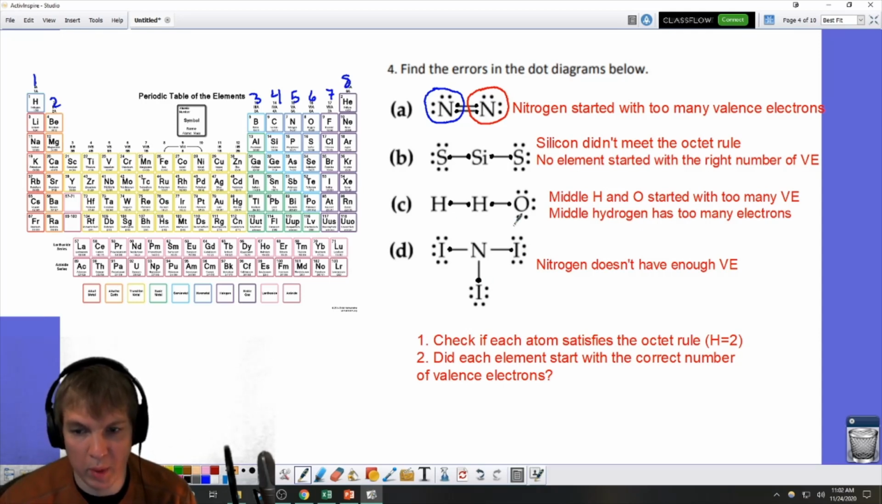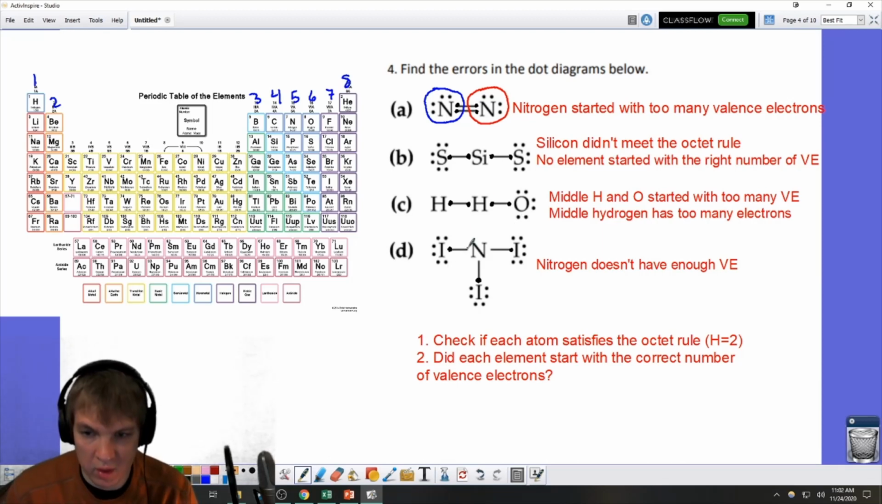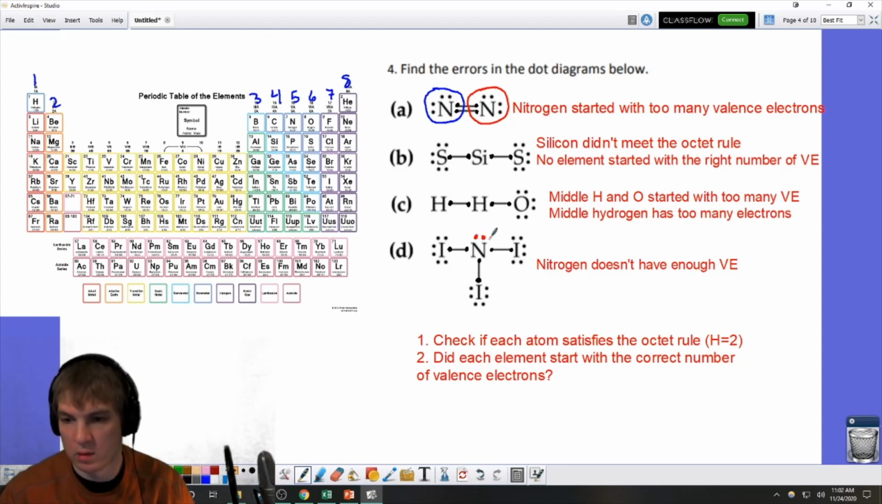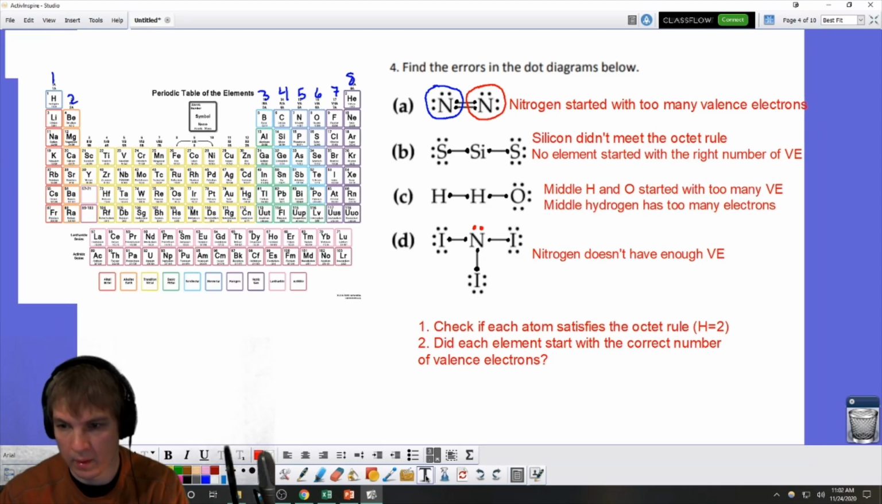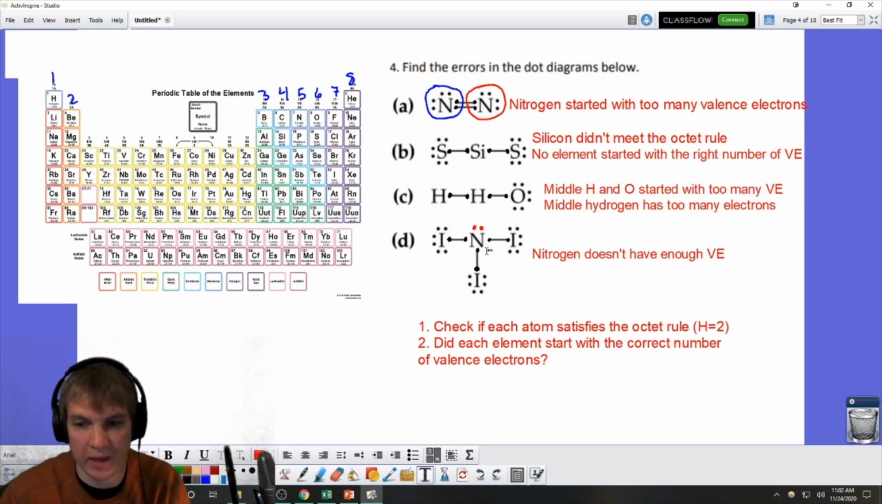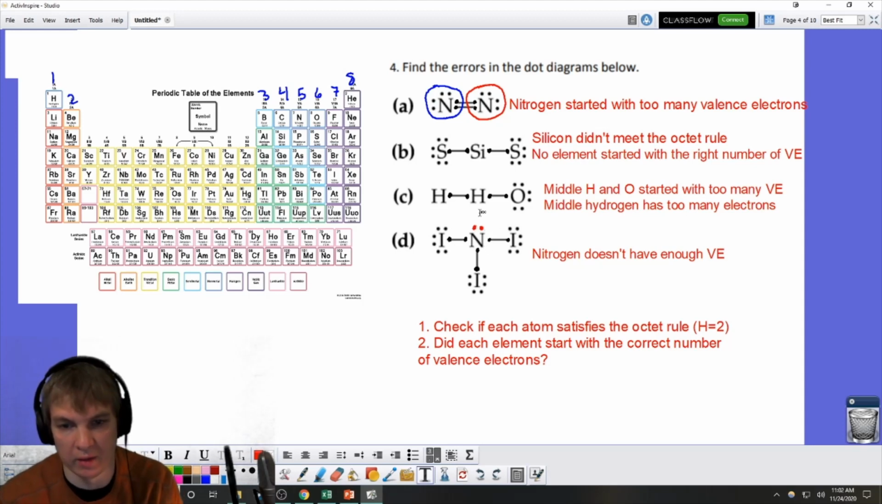Nitrogen, however, was supposed to start with 5. So there was one right there, one right there, one right there. It's actually missing 2 electrons. And if we actually added 2 more electrons, this would have been a correct diagram. So those 2 electrons actually belonged right there. So basically, it's the same problem as before. Nitrogen just simply didn't have those extra valence electrons drawn in. And that was it. All right, so that concludes practice problem number 4.